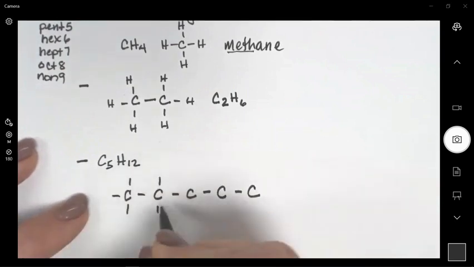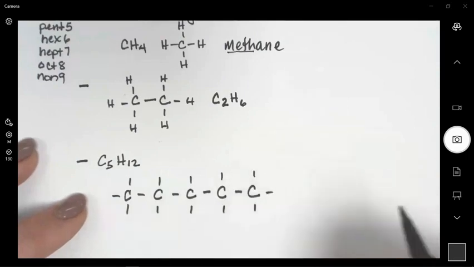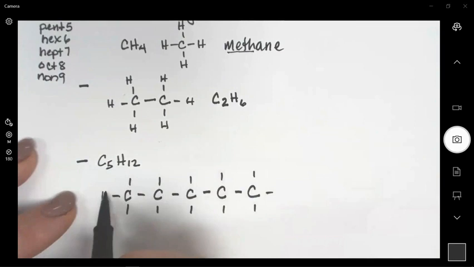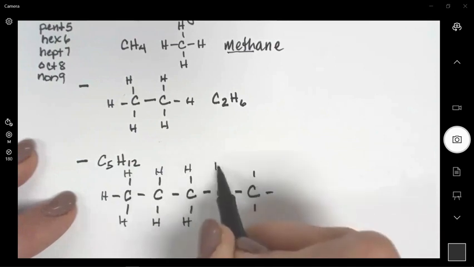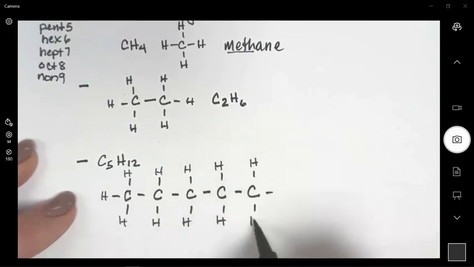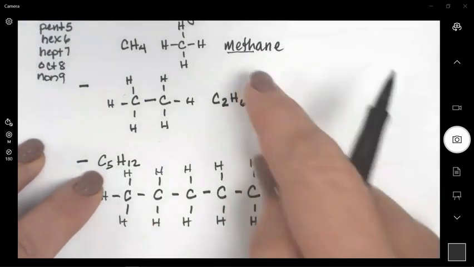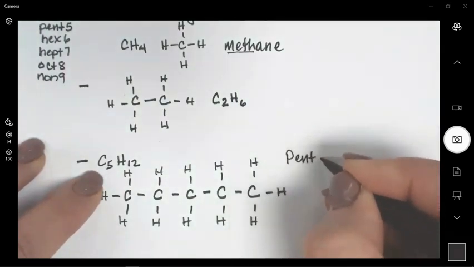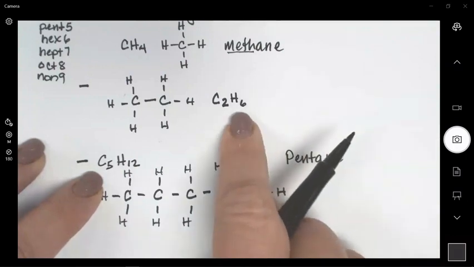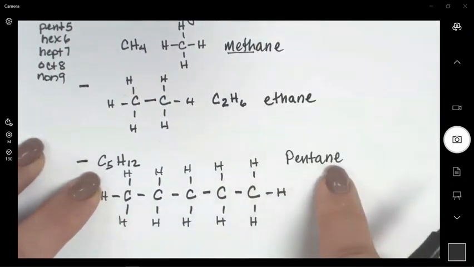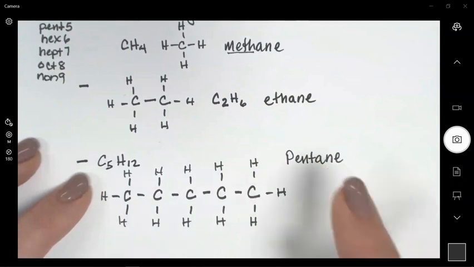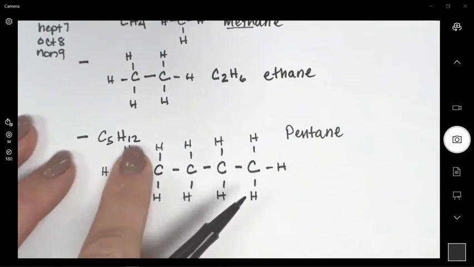And then the only other thing there is hydrogens, and 5, 10, 11, 12. So I'll put these here. Now, do we know what this is called? Pentane. Yes, this is pentane. Oh, and I forgot to name the one above it. What is this called? Ethane. Ethane, pentane.